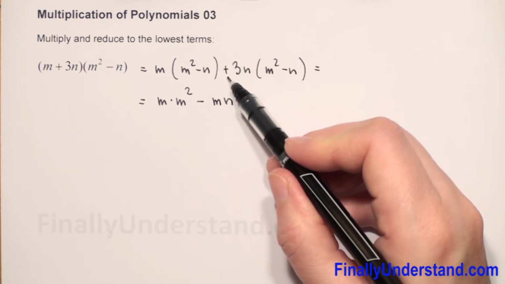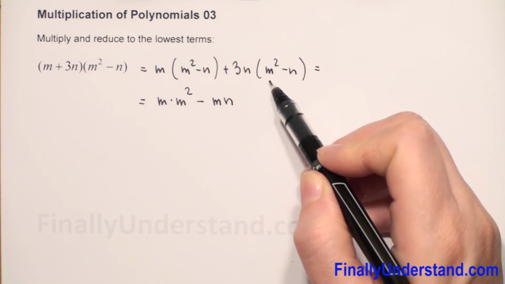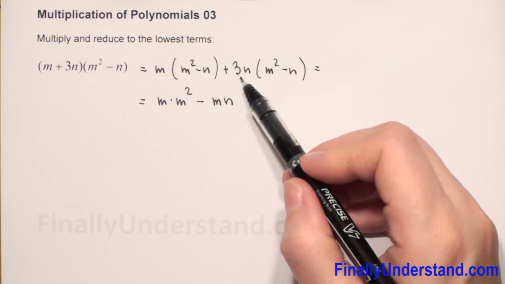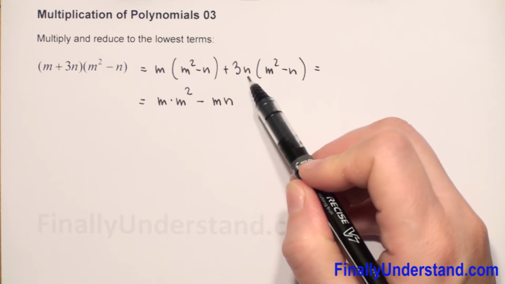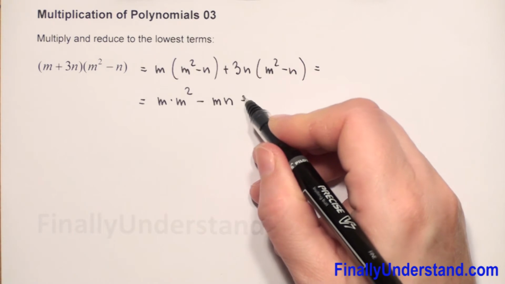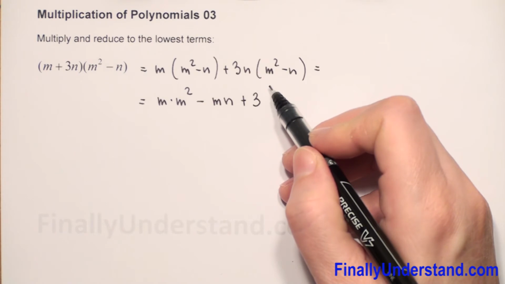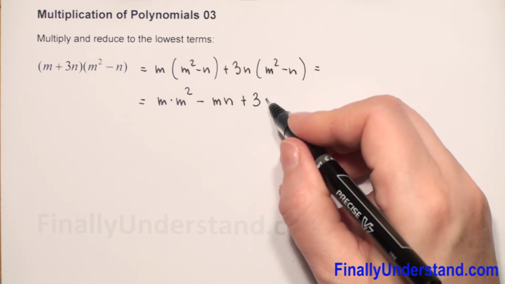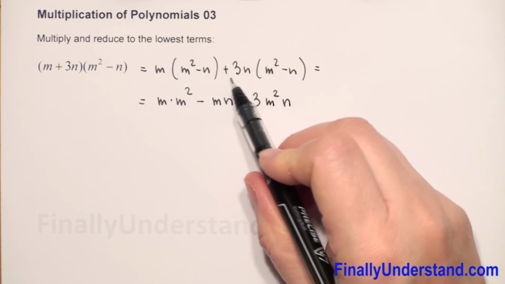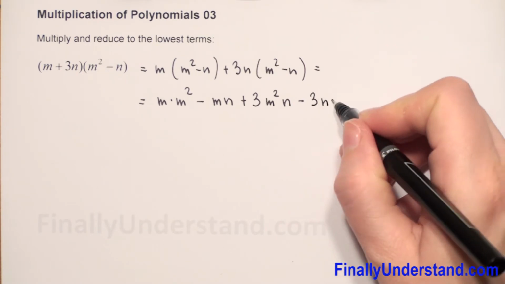Next, we have positive 3n times. Again, we have to use distributive law of multiplication, so it means we have to multiply every term in parentheses by 3n. So 3n times m squared, positive and positive, so it will be positive sign, 3. And we will put variables in alphabetic order. So first I will put m squared and next will be n. And we have positive times negative, so it will be negative 3n times n.